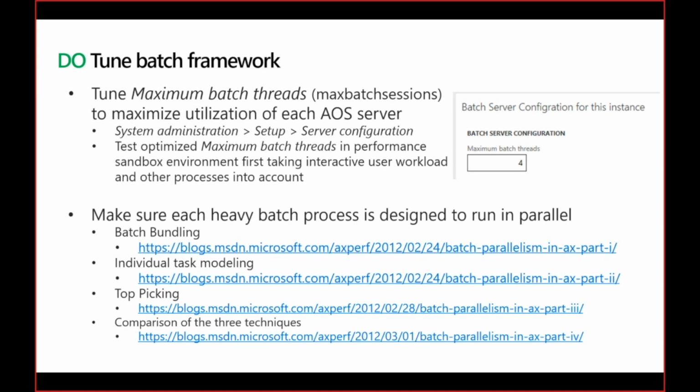The other thing I would like to highlight here are some of the techniques that you can use to run your batches in parallel. And this is, of course, during the design and then development phase. These are blog articles. They can also apply for previous releases, so they're not very recent, but the same principles still apply. You could still, for your batch workload, use different techniques for parallelism, like batch bundling, individual task modeling, or top picking. And then there is a comparison of the 3 techniques you can find in these blog articles.